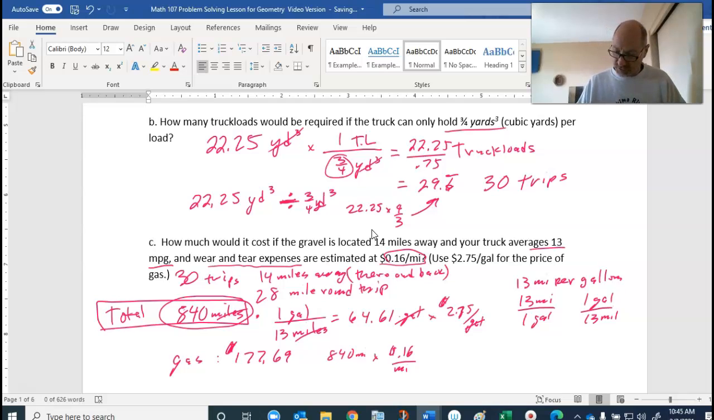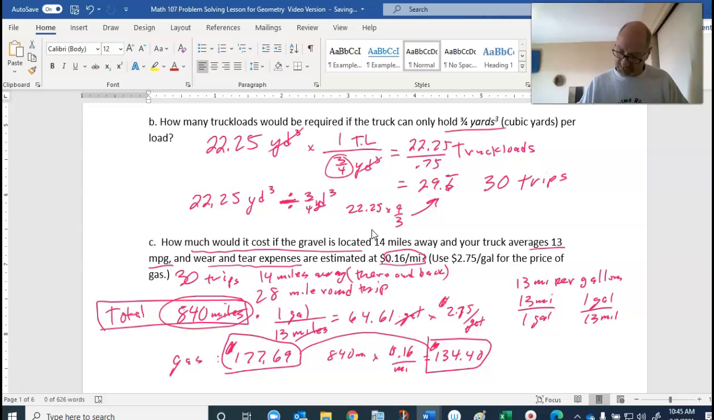are $134.40. So it says, how much would it cost? Well, I think this is for the fuel and wear and tear expenses. For the driving, that's going to cost you $177.69 plus $134.40. So we're going to add to that $134.40. We'll combine these two together, right?